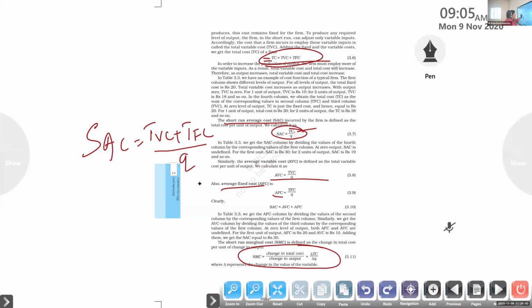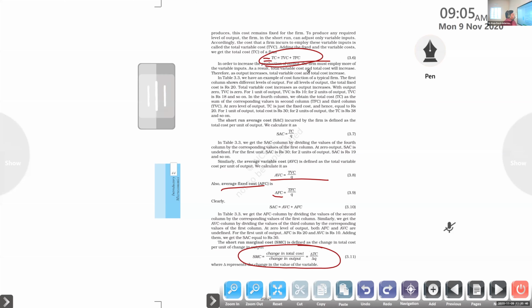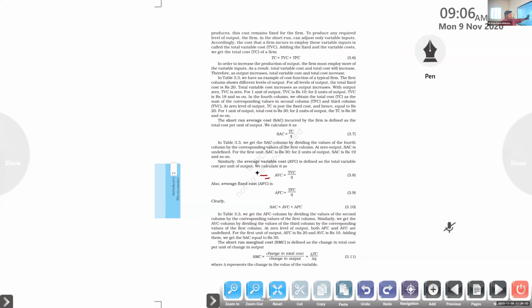Next one, how to calculate AVC, average variable cost. Average variable cost is also simple. We know TVC, total variable cost, so divide by the quantity. It's already a mathematical application. You have studied this method for a number of years, how to find the average: total divided by the number. Which means AVC is equal to TVC by Q. At the same time, AFC is equal to TFC by Q.